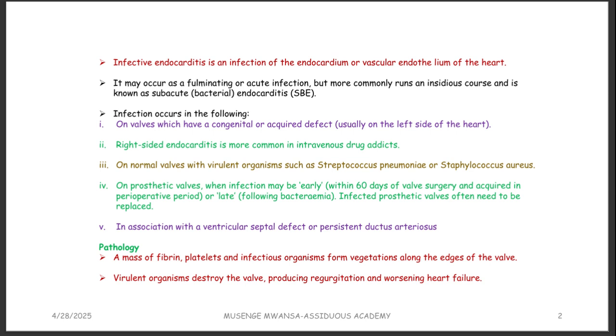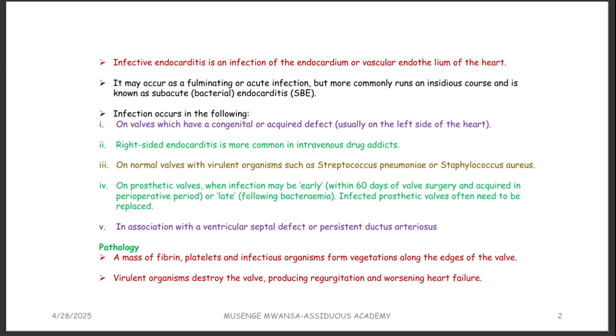Endocarditis can also happen on a valve that is normal, but you need a very virulent causative agent, for example Streptococcus pneumoniae and Staph aureus. So please take note that these two are very virulent: Staph aureus and Streptococcus pneumoniae.